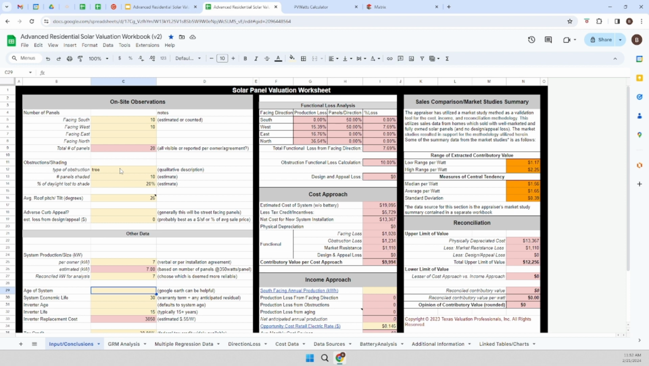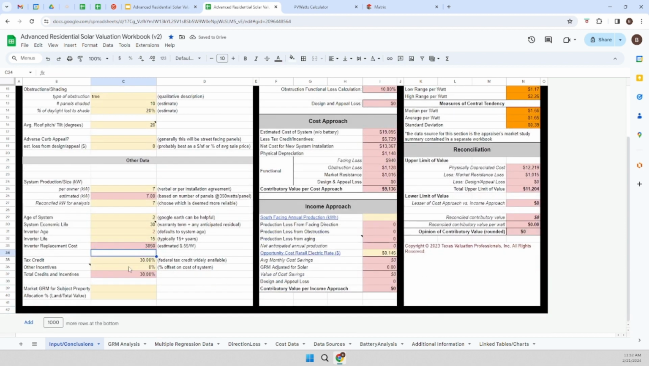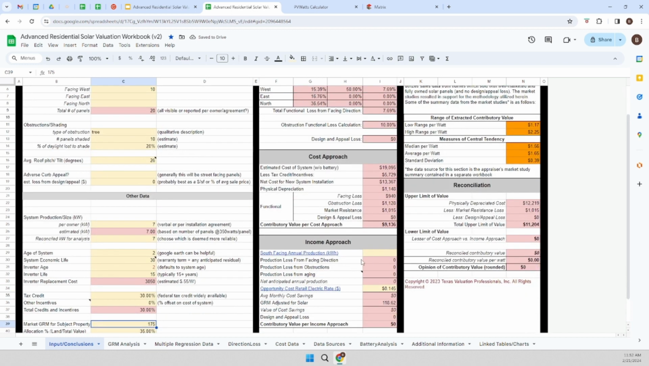So I want to know how old it is. So maybe they just installed this 2 years ago. So I'm going to enter that information. I'm dealing with tax credits, and I'm going to assume that I have done the research and extracted a GRM for non-solar properties in the market at 175, and the land value ratio in this market's 35%. So what you're going to notice is that that information actually developed a cost approach here.